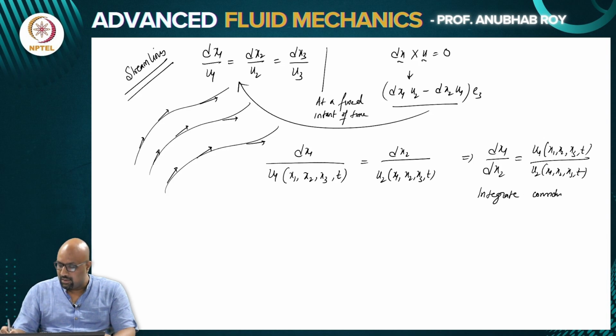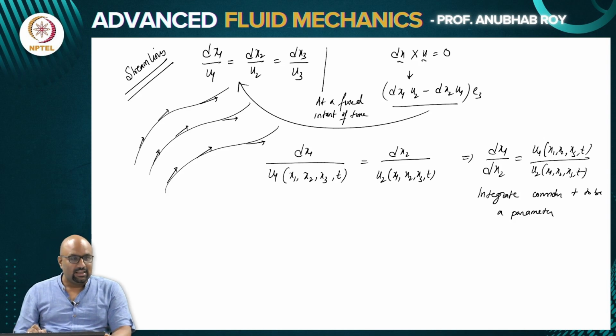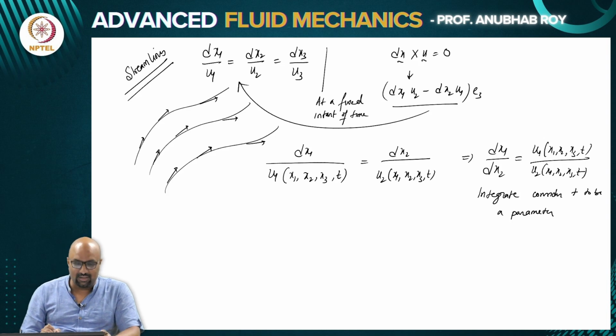consider t to be a parameter, or t to be fixed, which means the streamlines are found for a fixed value of t. Whether the velocity field is a function of time explicitly or it is a steady velocity field, irrespective of that, when you are calculating streamlines, you need to consider t to be a fixed parameter and do the integration. So let's take examples and let's solve this and see.